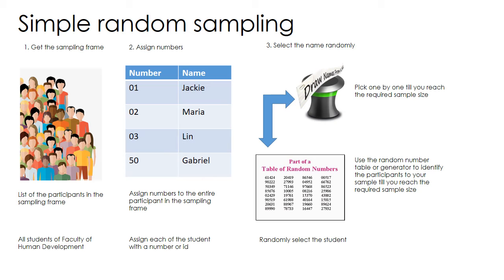Okay, so for example, a sampling frame could be all students of the Faculty of Human Development, because you have access to them. You can get the list of the students. So the second step is you assign the numbers, or IDs, to each of them, and you can randomly select from the list or the IDs that have been assigned to them.